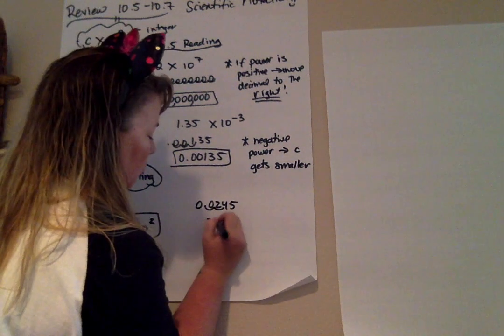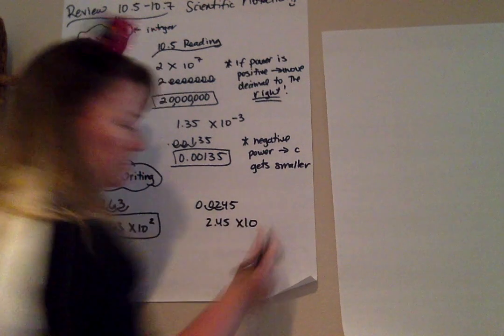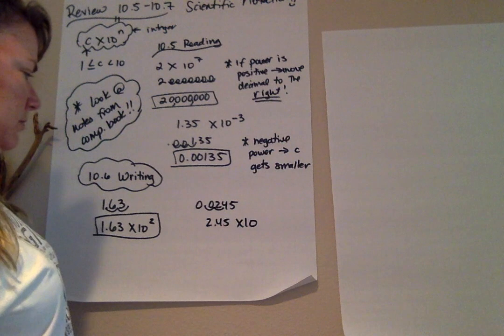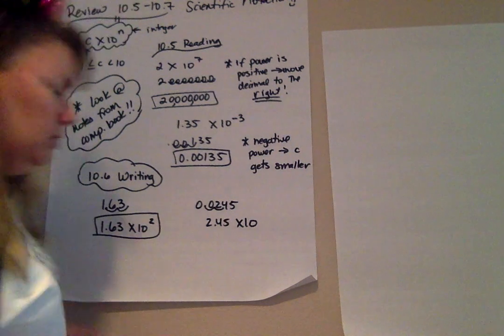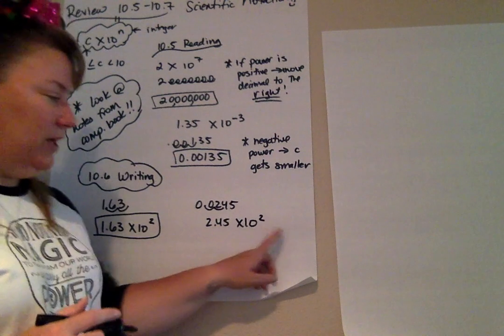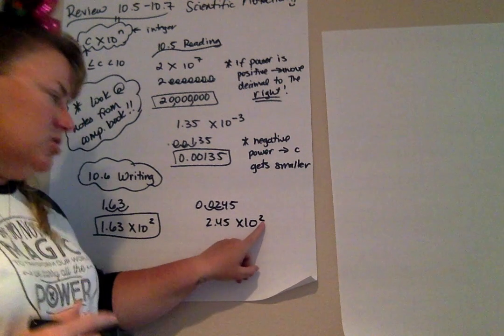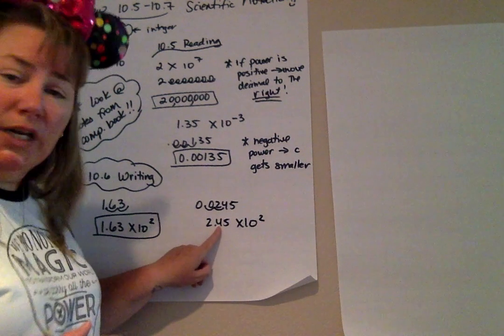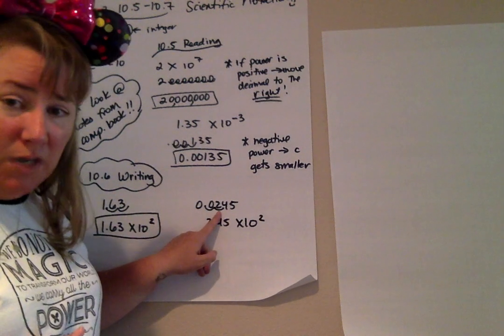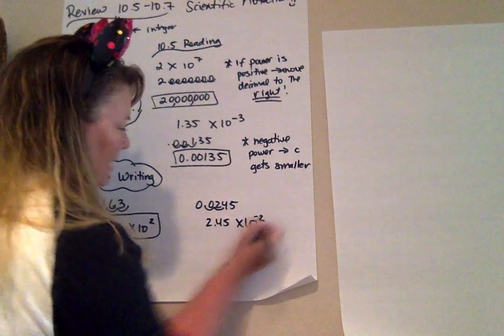So we have 2.45 times 10. Count them up. 1, 2. Oh, I did 2 again. Oh well, coincidence. Twice. Okay, now let's double check to make sure we got our power correct. Since this is 2, that's telling me that this number is going to get larger. But it didn't. It's actually smaller. So that tells you this is negative.